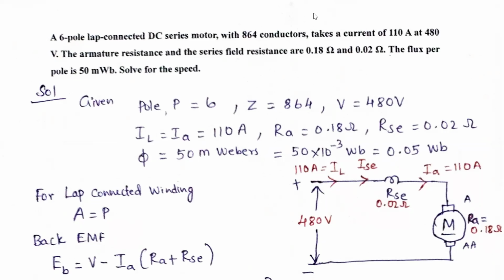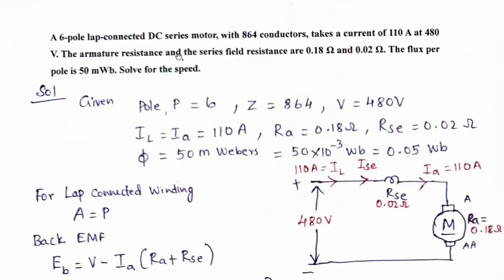Very good morning. Today we are going to see a problem on DC series motor. Take down this problem. A 6-pole lap connected DC series motor with 864 conductors takes a current of 110 amperes at 480 volts. The armature resistance and the series field resistance are 0.18 ohms and 0.02 ohms. The flux per pole is 50 milliwebers. Solve for the speed. This is the problem given.